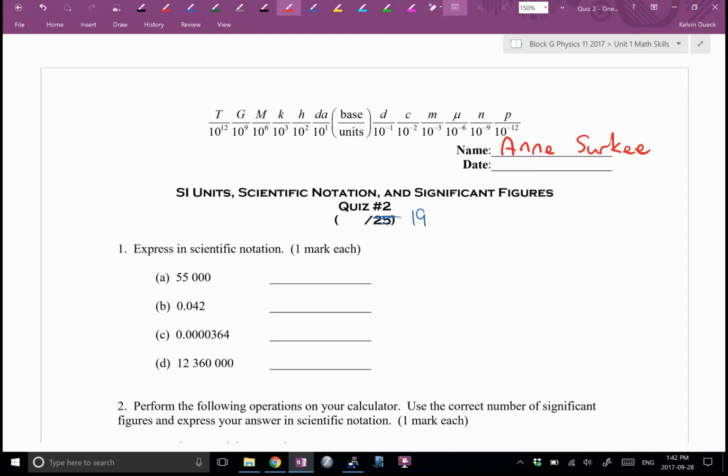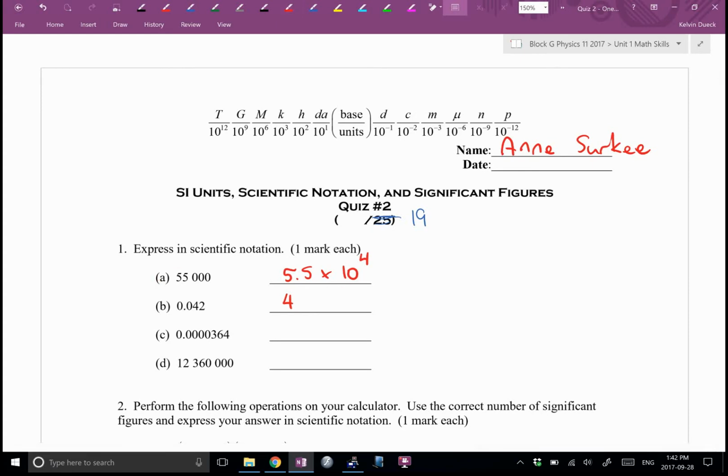It says express in scientific notation 5.5 times 10 to the what? To the 3? No, don't count the zeros. Count the decimal places. 4. One mark: half mark for the 5.5, half mark for the 10 to the 4th. Mark your own, Alan. Mark your own.